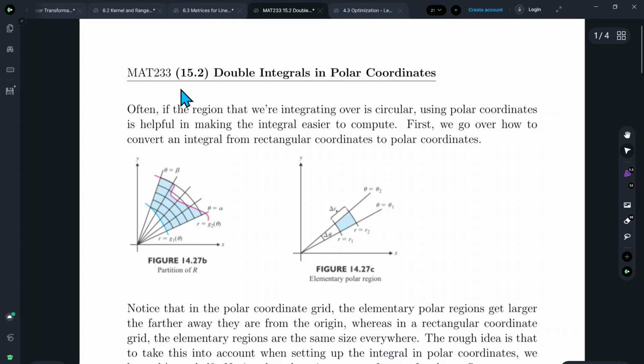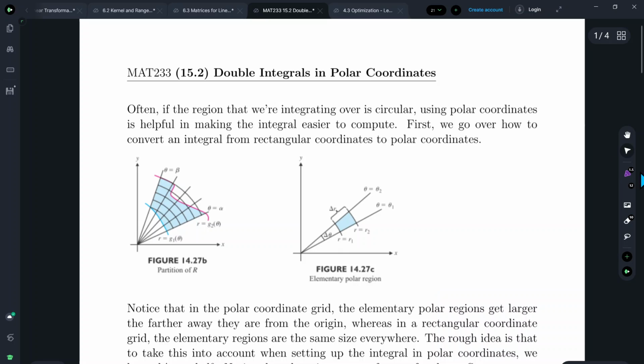In this video, we go over section 15.2, which goes over double integrals in polar coordinates. So typically, trying to calculate integrals can be difficult. Oftentimes, for double integrals, if the region that we're trying to integrate over is circular, then using polar coordinates is helpful in trying to compute the integral.